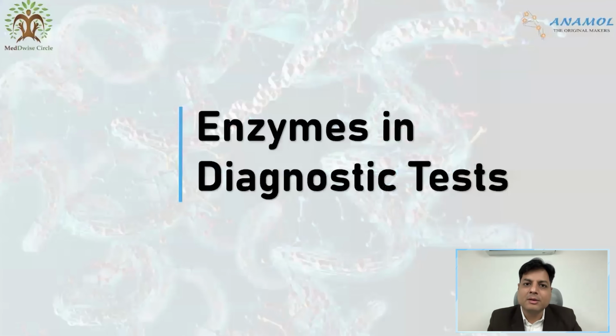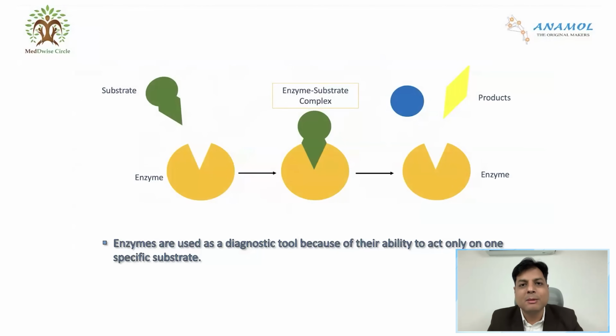In previous video lecture, we discussed that enzymes are nothing but they are catalysts that speed up the reaction. The way enzyme functions is that enzyme acts on a particular substrate and it forms a substrate and enzyme complex. And this enzyme substrate complex then finally dissociates back where the substrate is converted into the product. Enzymes are used in diagnostic test because enzymes act on one particular specific substrate only.